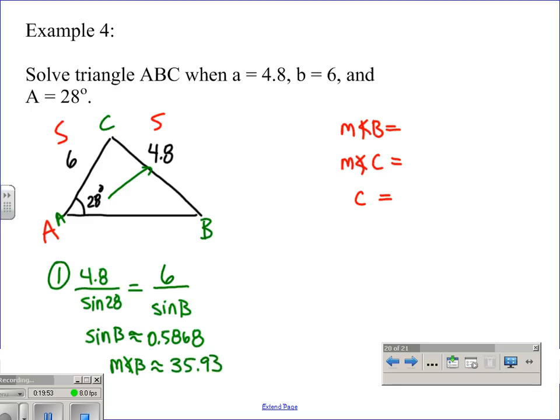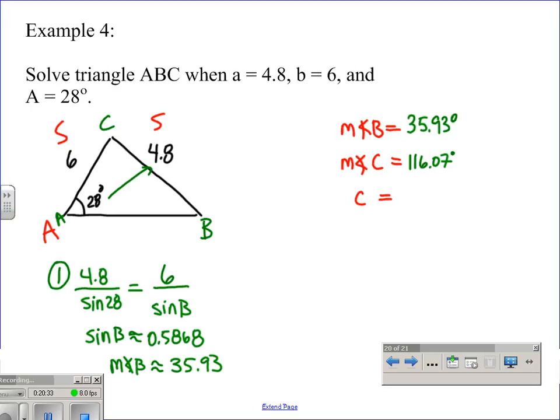Okay, so I've got one possibility for the measure of angle B, but I do know that this is an ambiguous case. So one possibility is that it's 35.93. Before I write this down, I should check to make sure it could work out. We've got a 35.93 angle measure and a 28-degree angle measure. That does leave me enough room for an angle C, which would be 116.07, just using the fact that the sum of the interior angles of a triangle is 180 degrees. So if B is 35.93, then C is going to be 116.07 degrees.